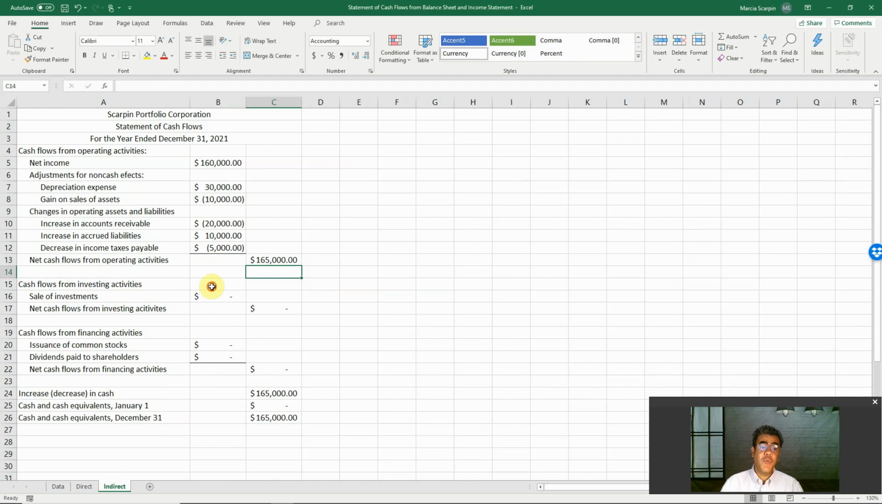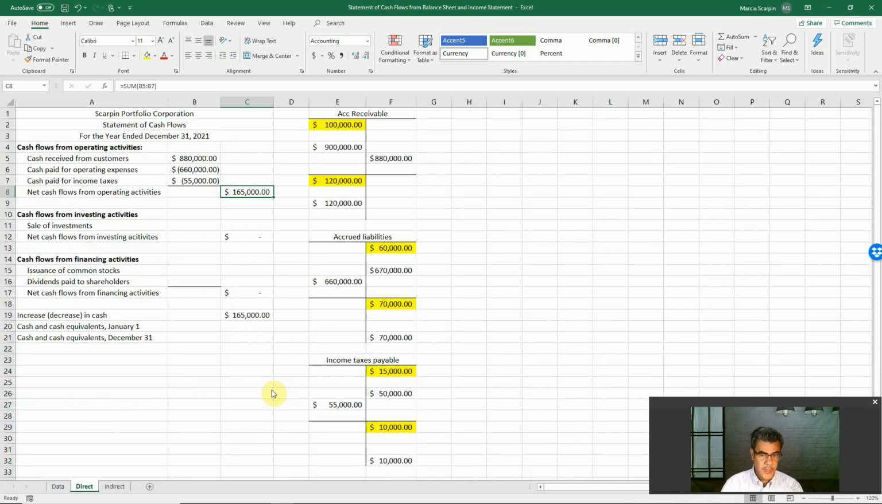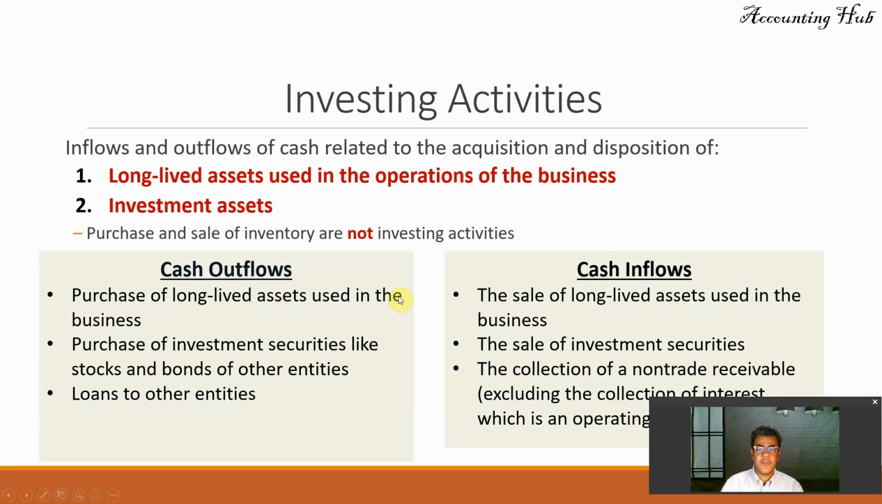And from now on, everything is the same. So we will be doing only the direct method because it is the same. Okay? Let's go back to our PowerPoint. Investing. We are talking about long-term assets. So inflows, sales; outflows, purchases. And also when we loan money to another entity, it is usually also a long-term asset. And then when we collect it, it is an inflow.